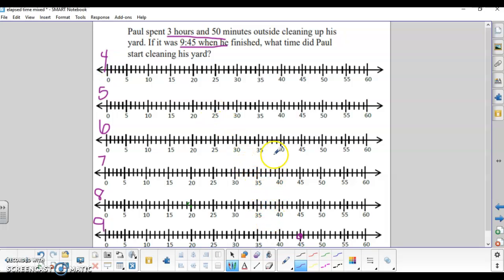We need to go backwards 3 hours and 50 minutes. Let's do this together. 1 hour, 2 hours, 3 hours, and back 50 minutes. 5, 10, 15, 20, 25, 30, 35, 40, 45, 50. So Paul started cleaning up his yard at 5:55.